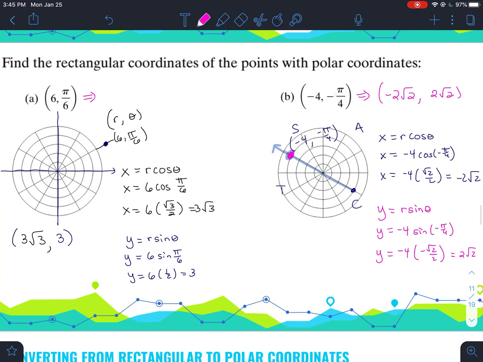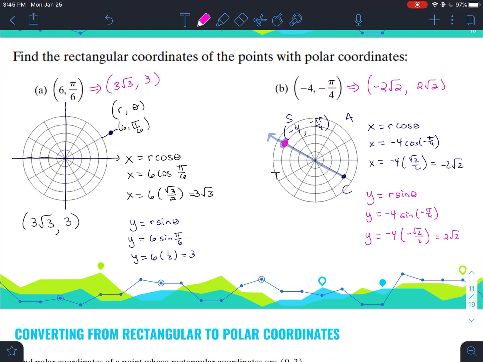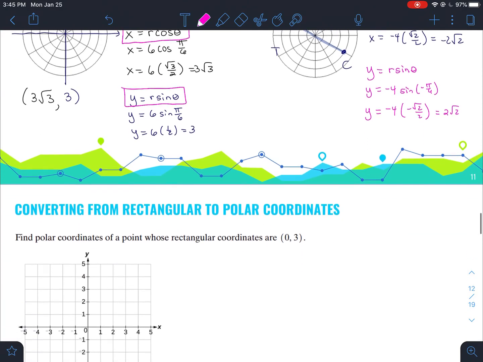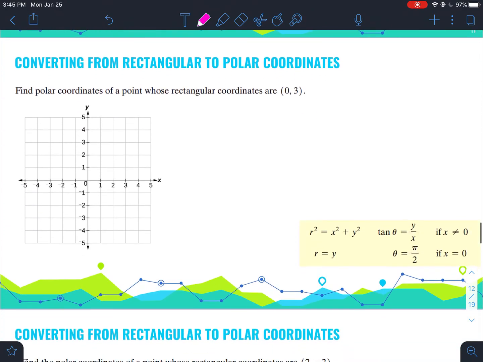And then again, that polar point 6, pi over 6 in rectangular form would be 3 square root 3, comma 3. So that's how you can convert from polar form to rectangular form. You need the two equations: x equals r cosine theta and y equals r sine theta. So what if we're given rectangular and we want to convert to polar?